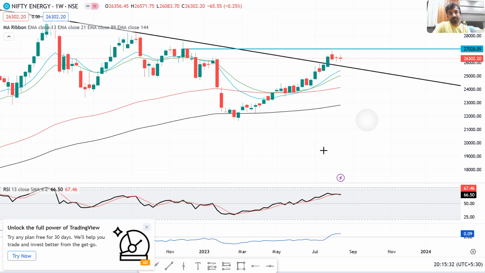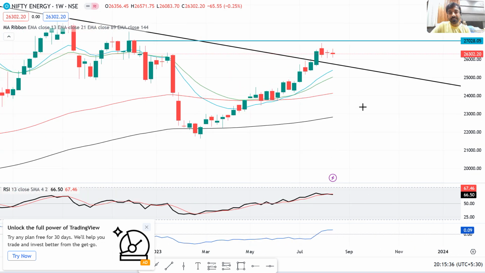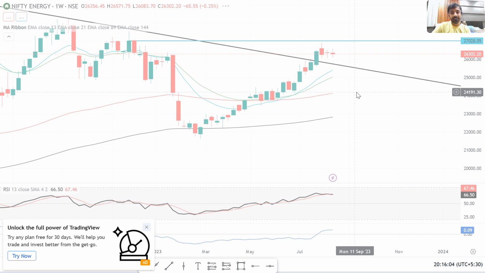Energy, again, if we see, has broken the trend line. Now it would be very interesting. It is consolidating after breaking the trend line. It is not immediately reversing, so that is a good sign. If this breaks out above this high of 26,900 or 27,000, it would be a good place to do some buying in the energy stocks. So this could be another sector along with IT which drives the next leg of the rally in the index.